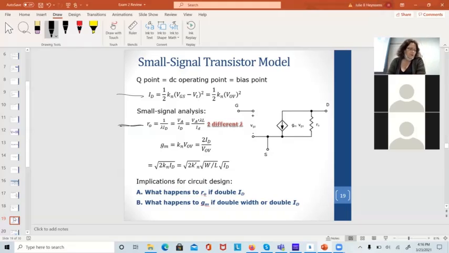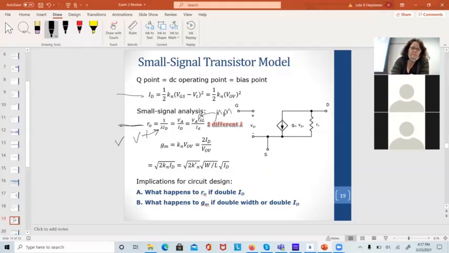Let's look at the front page of the exam. We're given lambda in per volt. That's this lambda right here. This lambda right here is in micrometers, nanometers or something like that. So they're not the same thing. The one you're given on the exam front page is this one right here.